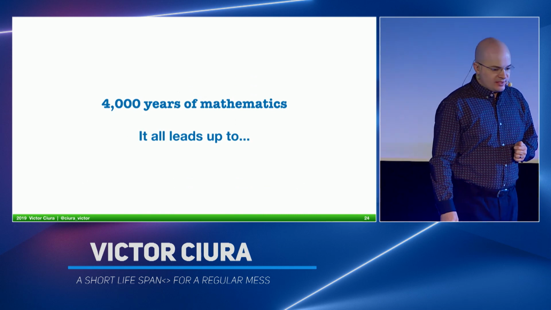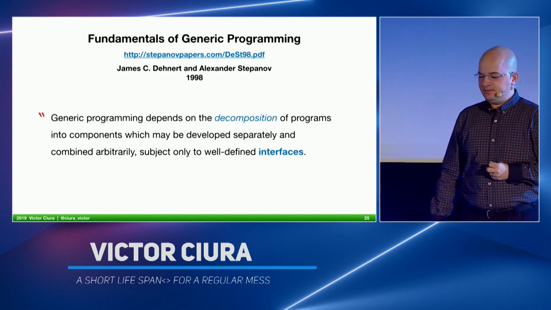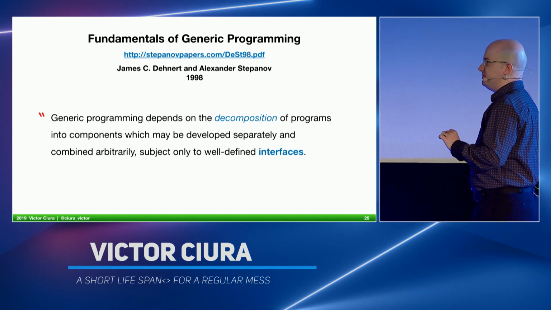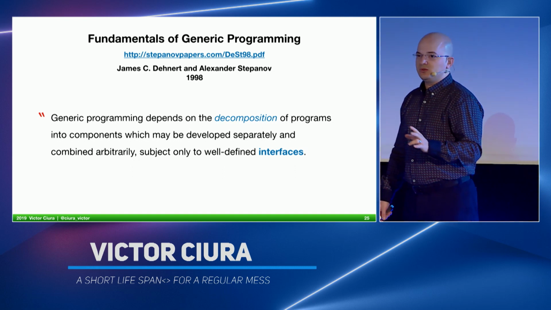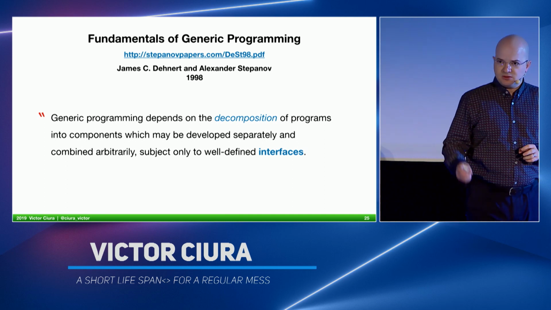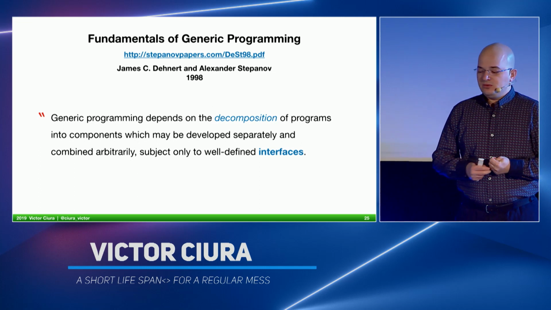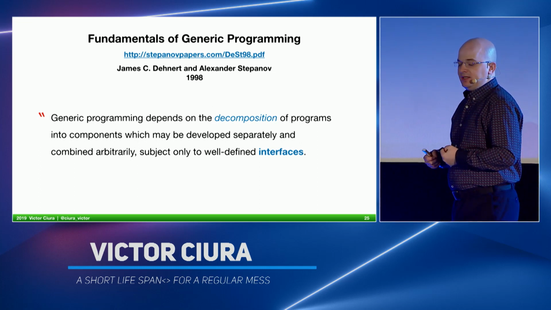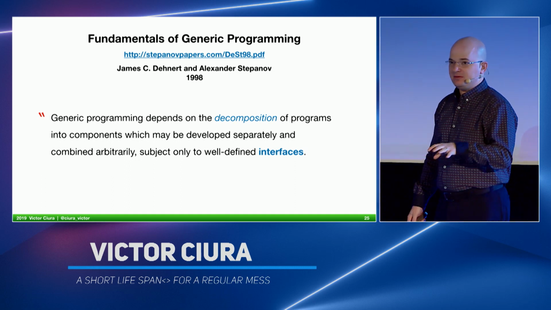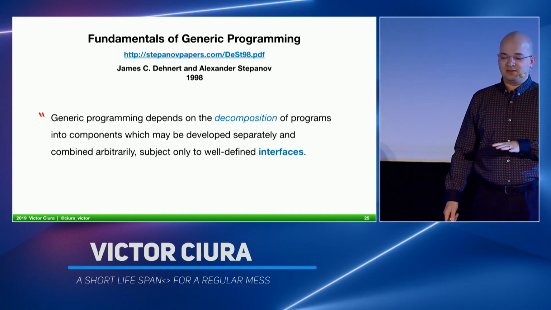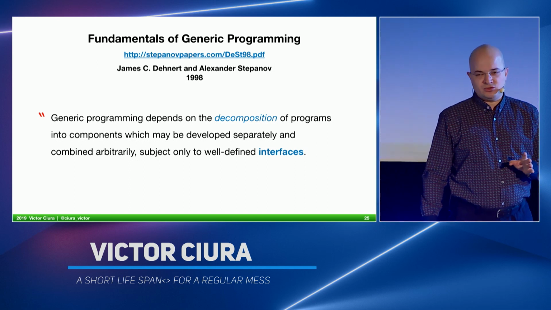So 4,000 years of mathematics leads up to fundamentals of generic programming, the thing we started with. And I'm going to just lift some important quotes from this paper, because I know not all of you will be inclined to read it. It's not a long paper, though. Generic programming depends on the composition of programs into components which may be developed separately, combined arbitrarily, subject only to well-defined interfaces. And I think this pretty much defines programming as a discipline, regardless of the programming language you choose.